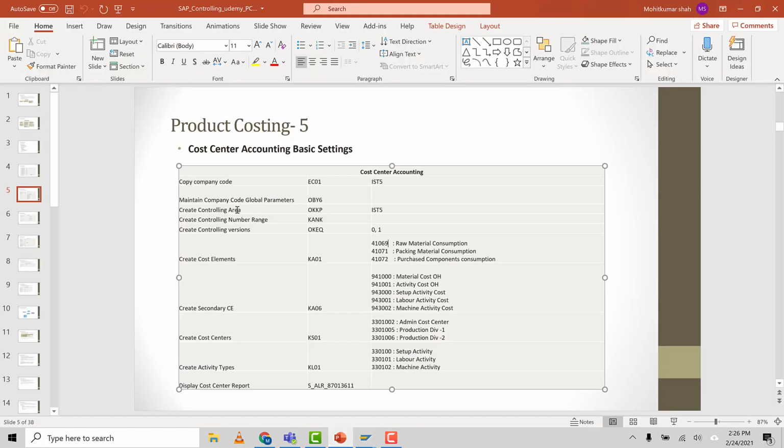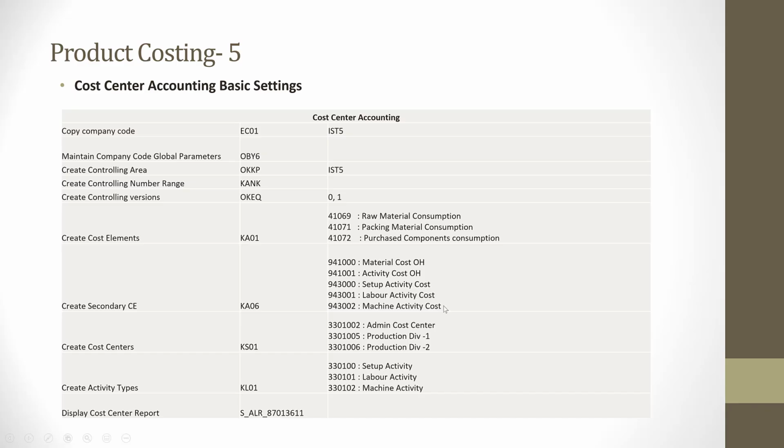You can refer to the slide here. We created the controlling version, which is OKEQ is the transaction code. We created cost element, KAG. We created cost element like 410690.